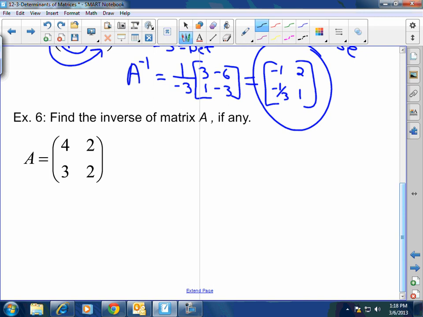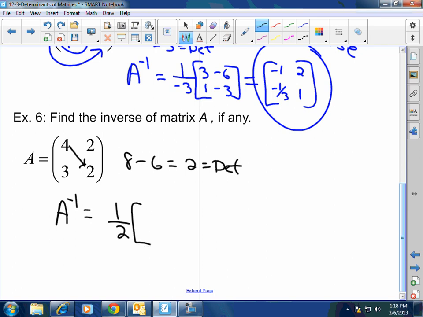Last but not least. Okay, again, let's do a determinant. We got 8 minus 6, so that's 2. That's my determinant. Great. The inverse matrix, A to the -1, is going to equal 1 over the determinant of 2 times the inverted matrix here. So it's going to now be 2, -2, -3, 4. Why? Because I switched the A and the D, and I make the B and the C negative.